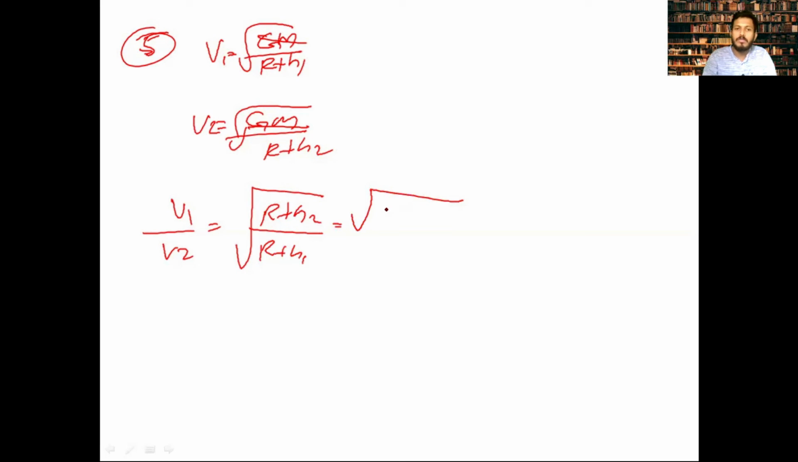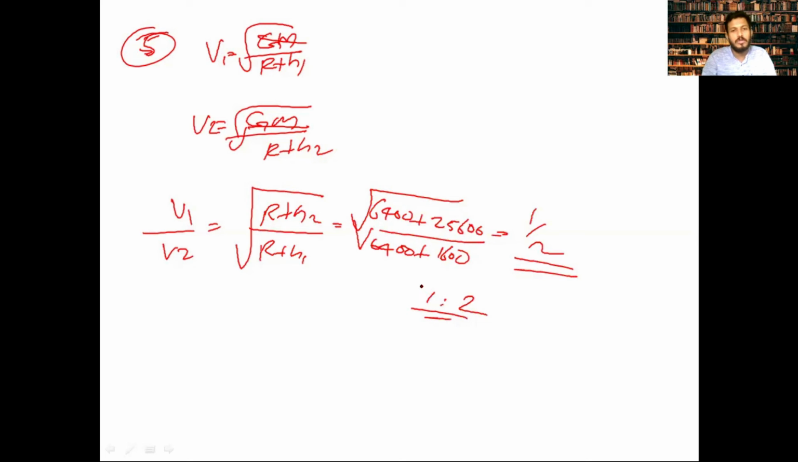Ready? First one, root of 6,400 kilometer plus the second height. Listen carefully. Second height is 25,600, divided by 6,400 plus h1. What is h1? 1,600. So calculate this. We get 1 by 2. Answer is 1 is to 2. Sorry, 2 is to 1, 2 by 1. This is a multiple of this. Okay, so answer is 2 is to 1.